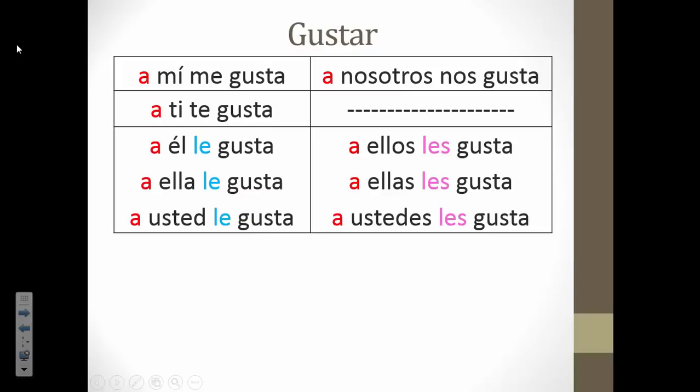Okay, please pause the video at this time and go ahead and fill out part B where it asks you to translate the sentences into English in the chart below. I'll do the first one with you. Me gustan los animales means I like animals. See if you can figure out the next four on your own.